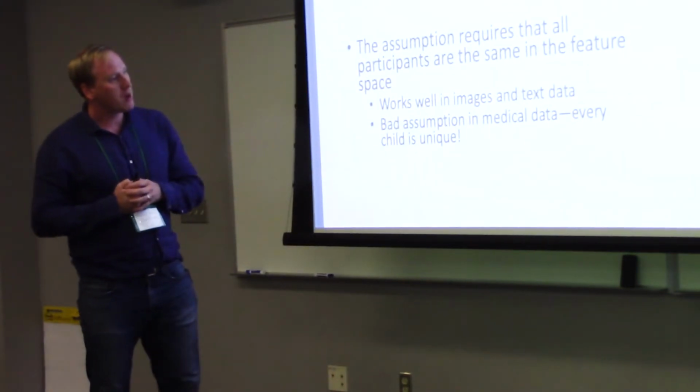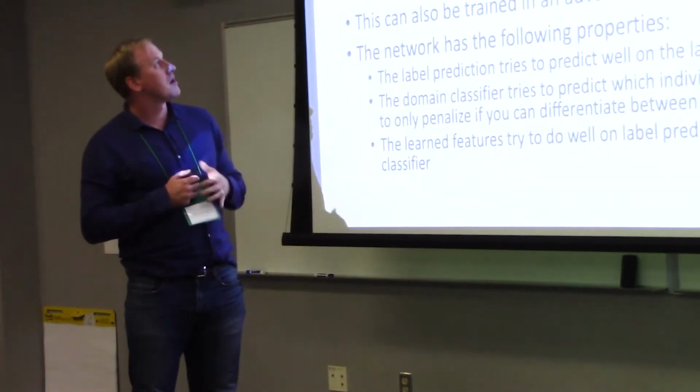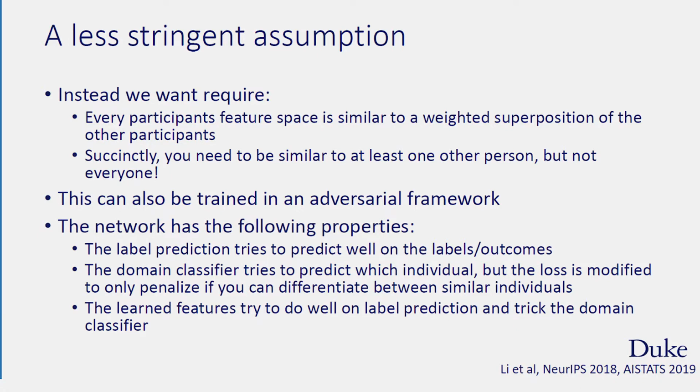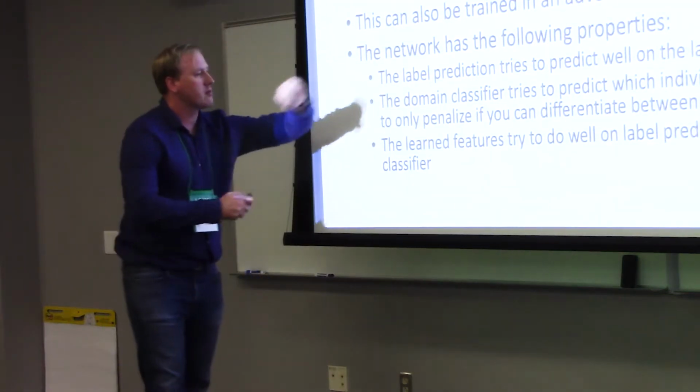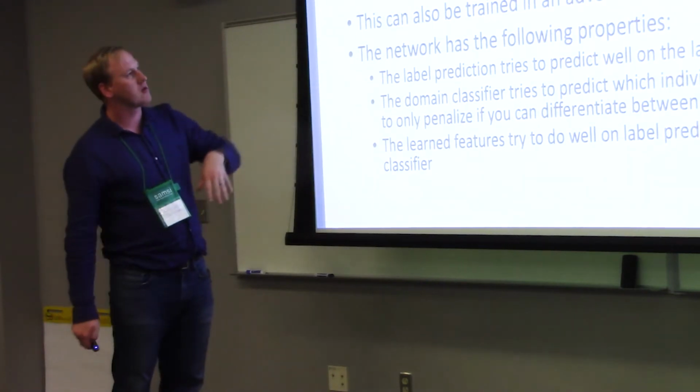And so we thought about this and asked whether we can make a less stringent assumption, which is to say, you don't have to be identical over all individuals, but you need to be at least similar to one other individual. You need to have some similarity to at least someone else in the data set. This allows a lot more variability because you have this heterogeneity, but no one can be completely unique.